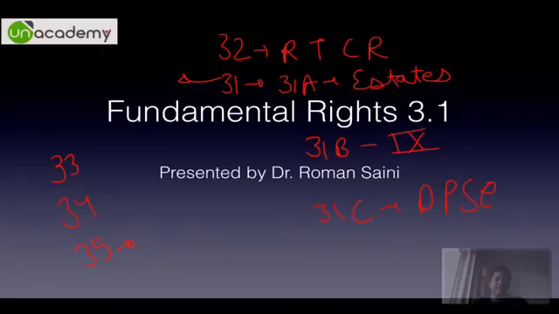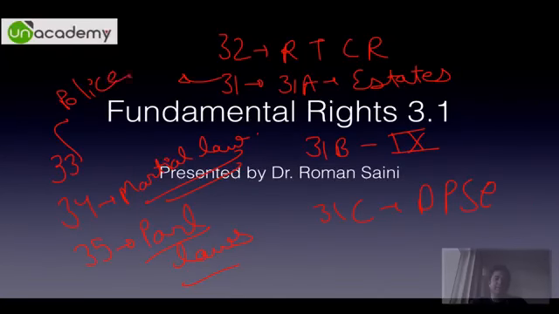Article 35 deals with the Parliament having the power to enact certain laws for the fulfillment of fundamental rights. Article 34 deals with martial law, that is the military law, when it will be applicable. And finally Article 33 deals with police, paramilitary forces, navy, army, etc., and when there will be restrictions on the fundamental rights of those personnel.